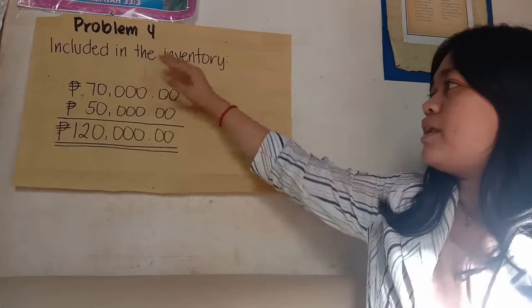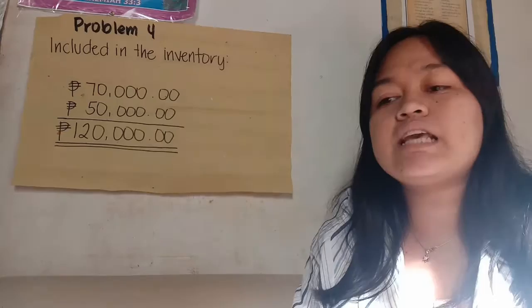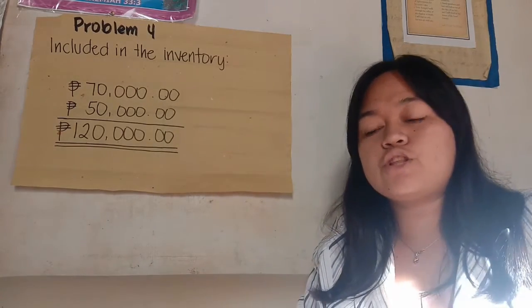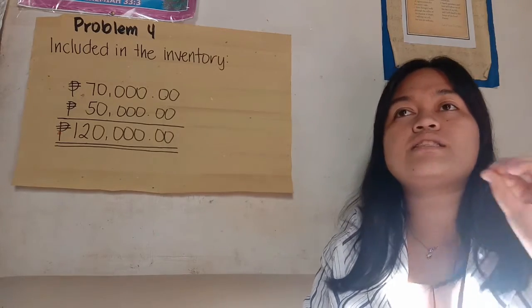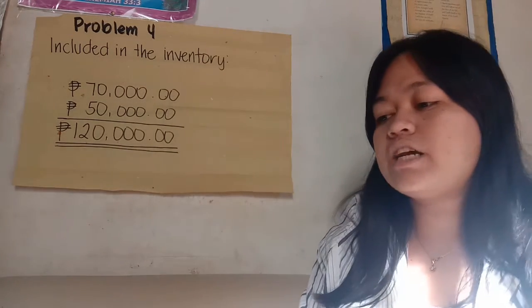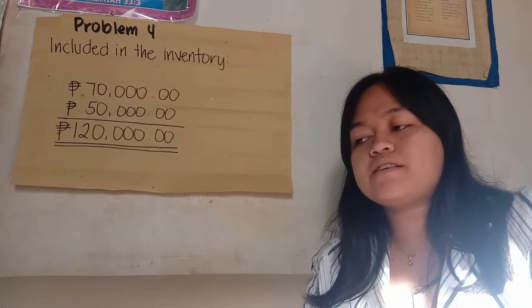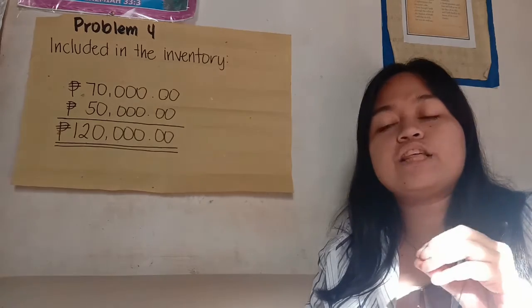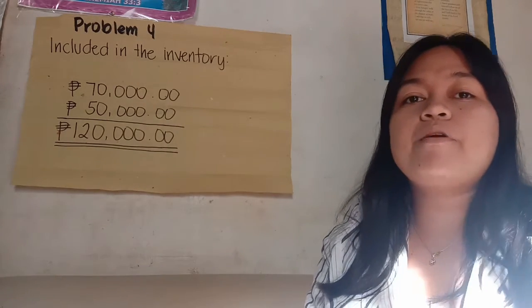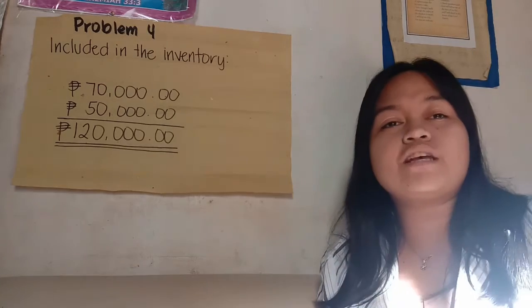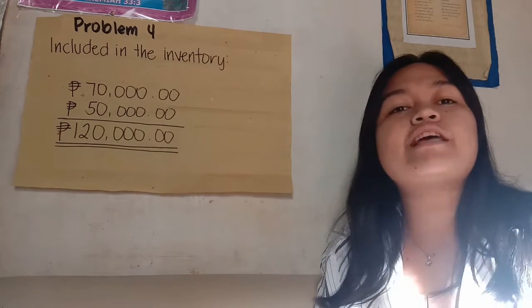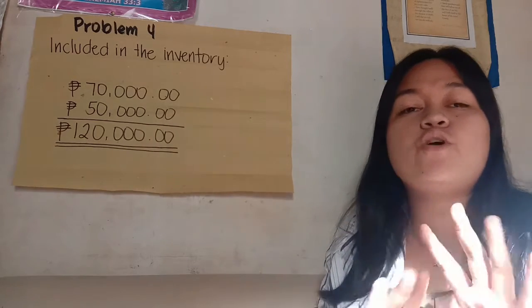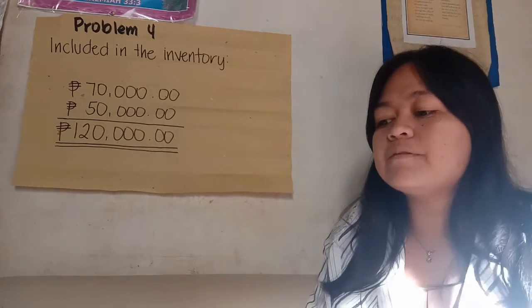So, to determine what is included in the inventory, we must analyze each situation or record of the ABC Corporation so that we can fully understand what is included. A, let's start from A. Goods sold on installment basis to XYZ Incorporated. Title to the goods was retained by ABC Corporation until full payment. But remember, XYZ Incorporated took possession of the goods. So the 150,000 pesos was not with the ABC Corporation, so it would not be part of the inventory.